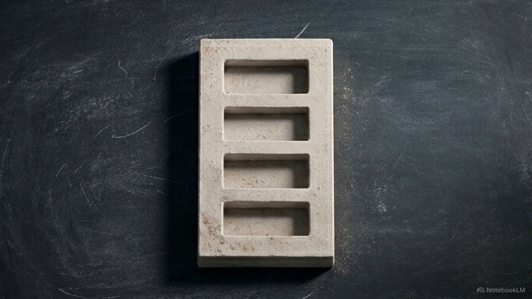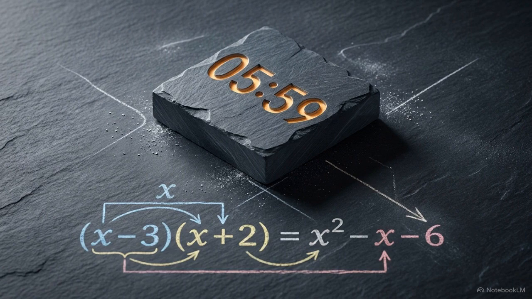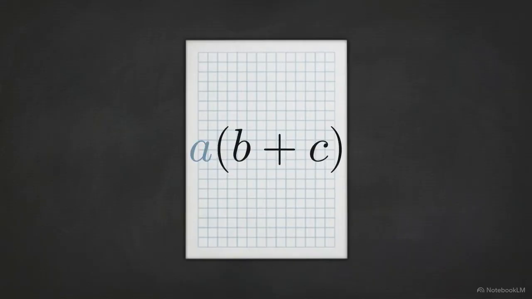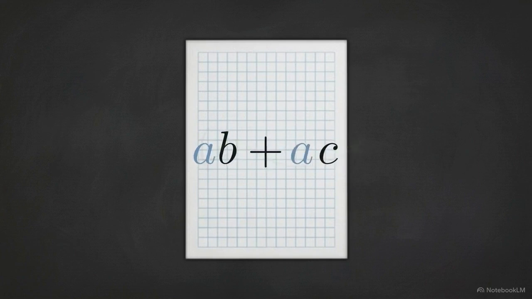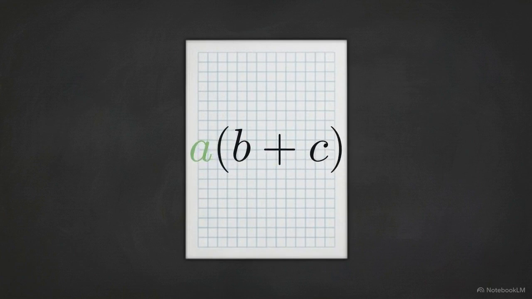On a test, the sheer number of variables can make it difficult to know where the first step actually begins. We are going to dismantle this problem using a 4-step checklist. By the time we finish, you'll reach the complete factorization in under 6 minutes. To understand the logic, think of the distributive property in reverse. If multiplying terms combines them into a single expression, factoring pulls them back apart to find those original pieces.